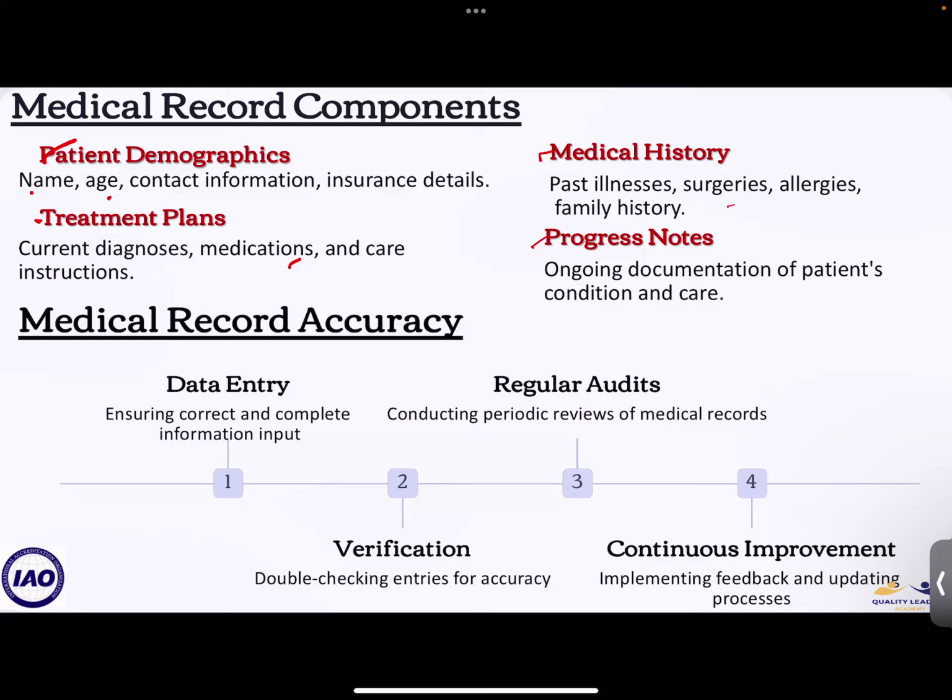We must always ensure quick and complete data entry. There must be verification of data before double entry. Regular auditing of the medical records should also be conducted. And there should be continuous improvement and the implementation of backup and updating processes for the documentation of medical records. Additionally, controlling access is crucial. Not just anyone should be able to enter and use the medical records or have access to them. There must be control over this.